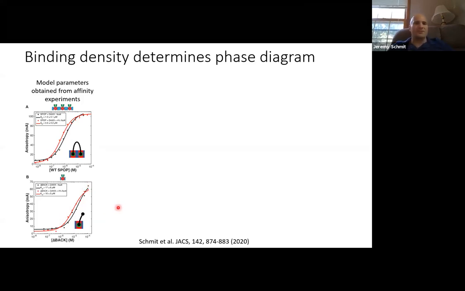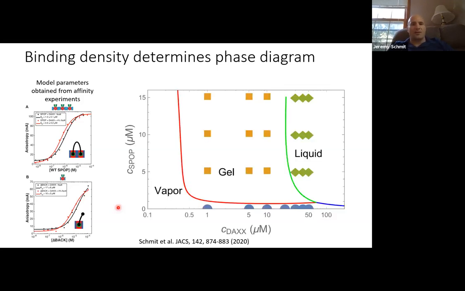And then we can feed those into the theory, and we can calculate a phase diagram from it. And lo and behold, it agrees very well. These are the phases that we observed on that plot that I showed you three slides ago. So these are your gel states, these are the liquid states, and these down here would be the vapor states.